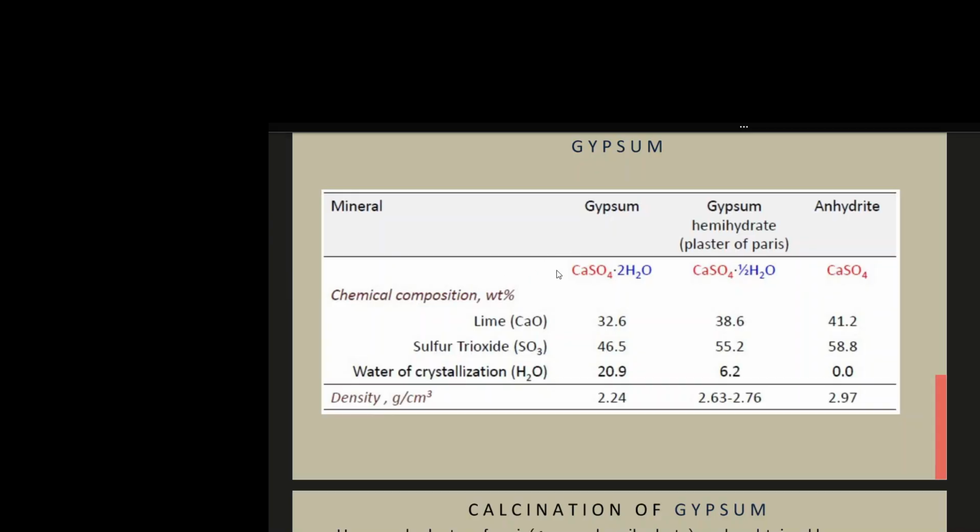And gypsum as a material, so we have lime, and then we have sulfur trioxide, water of crystallization. These are chemical composition with respect to percentages, right? And gypsum hemihydrite, plaster of Paris, and anhydrite. These are their densities down here, as you can see.